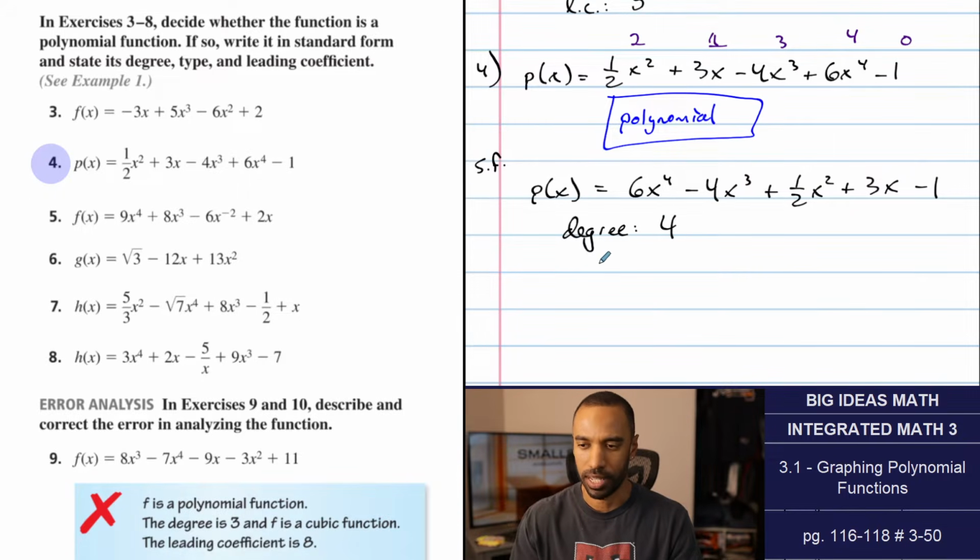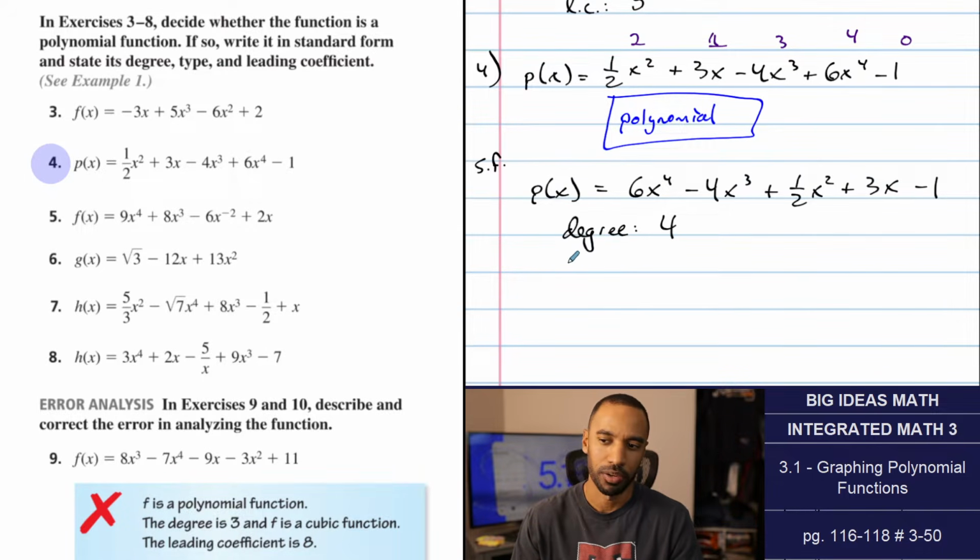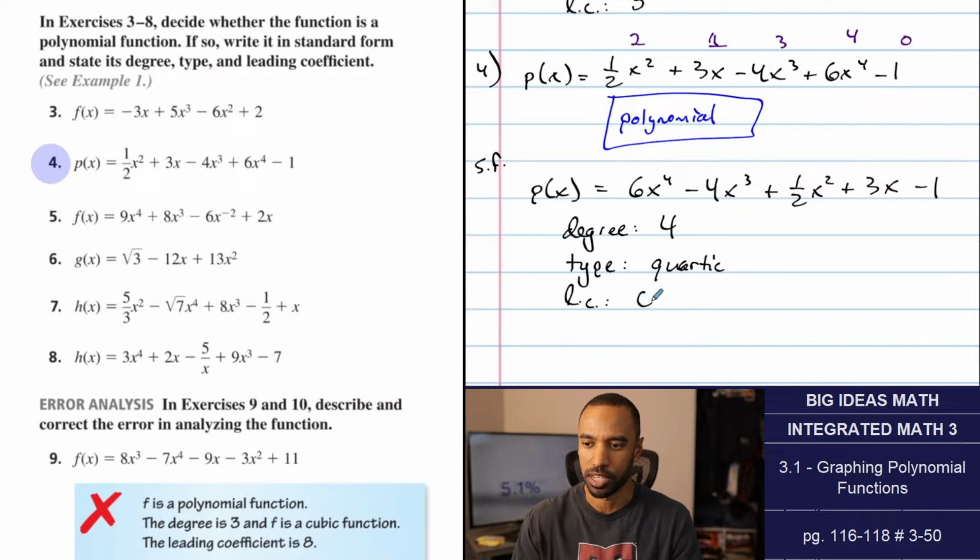This has a degree of 4. That is known as a quartic. I don't know how high we're going to go on degrees. It looks like if they're not calling the other ones what they are, then whatever. But type makes it a quartic, not quadratic. And the leading coefficient is that positive 6.